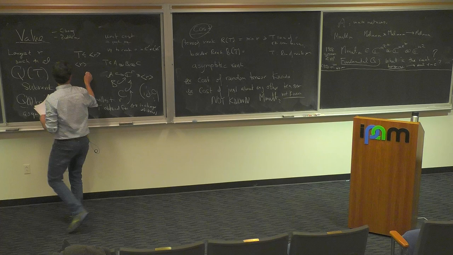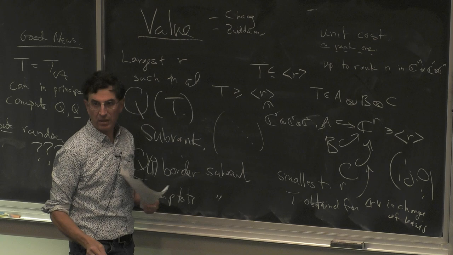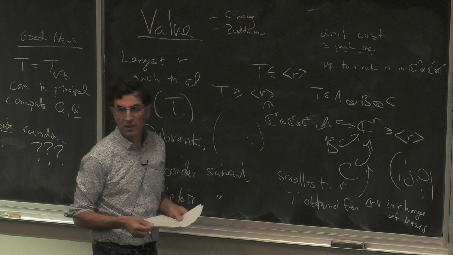This lives inside C^r tensor C^r tensor C^r, and it's just the three-dimensional matrix with ones along the diagonal and zeros elsewhere. The polynomial is the sum of cubes. It's the sum of cubes, right? The sum of cubes, yes. And this makes sense for an arbitrary number of factors, too.